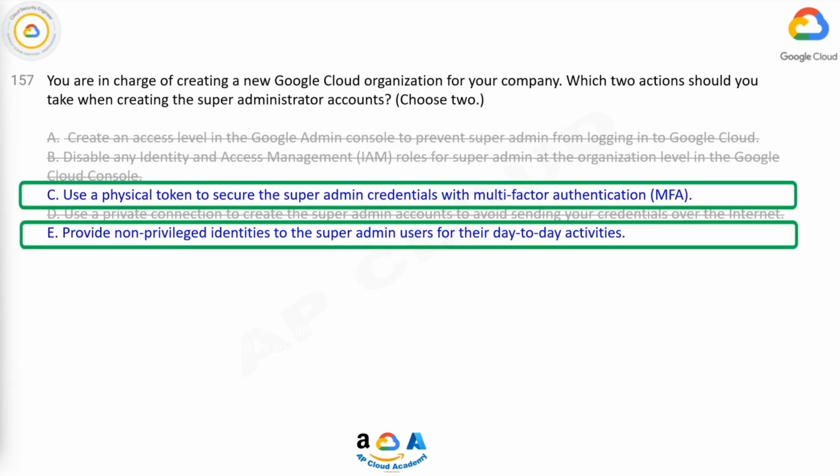The correct answer is C and E. C. Use a physical token to secure the super admin credentials with multi-factor authentication (MFA). E. Provide non-privileged identities to the super admin users for their day-to-day activities.